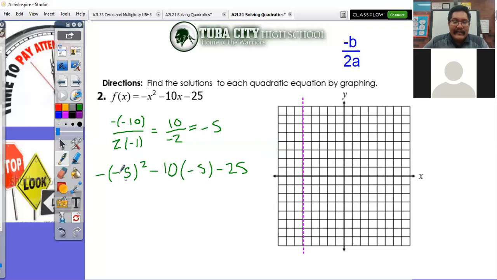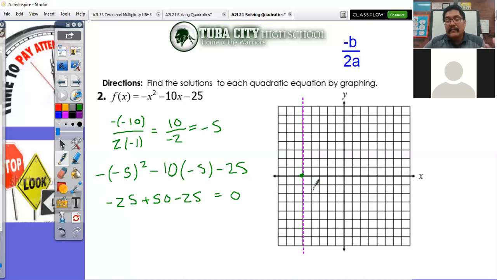All right, so let's go ahead and get this part here. Negative 5, square that, you get 25, but this negative is not affected by it because it's outside, so it's actually going to become negative 25. Negative times negative is positive. 10 times 5 is 50, minus 25. So in this case I would actually end up with 0, because if I put my two negative numbers together, it'd be negative 50, and 50 minus 50 would be 0. So I know my vertex is negative 5, 0, which is right there.